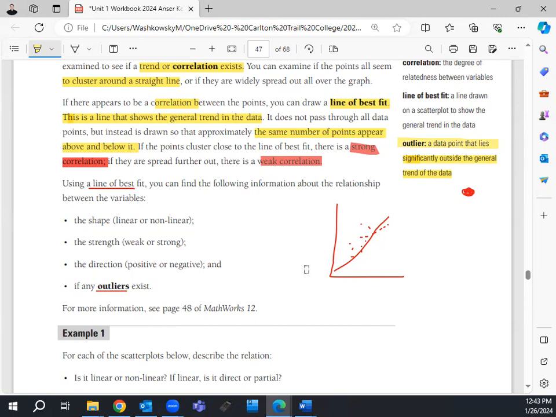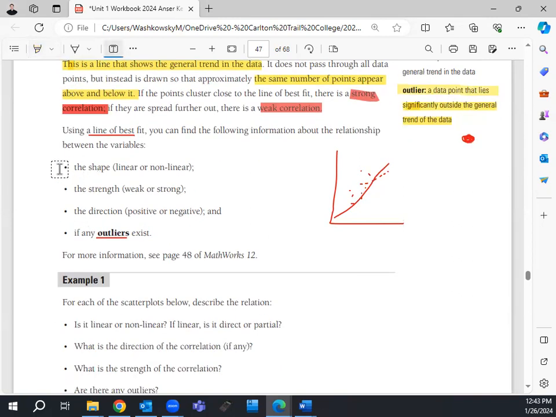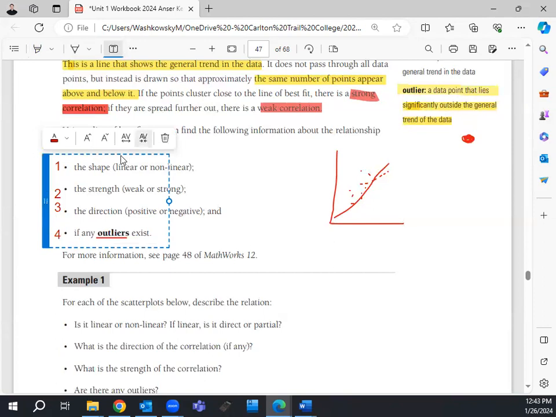So let's figure out what all this stuff means. We're going to put all four of these things together: the shape, the strength, the direction, and the outliers. So we're going to make this red: 1, 2, 3, and 4.